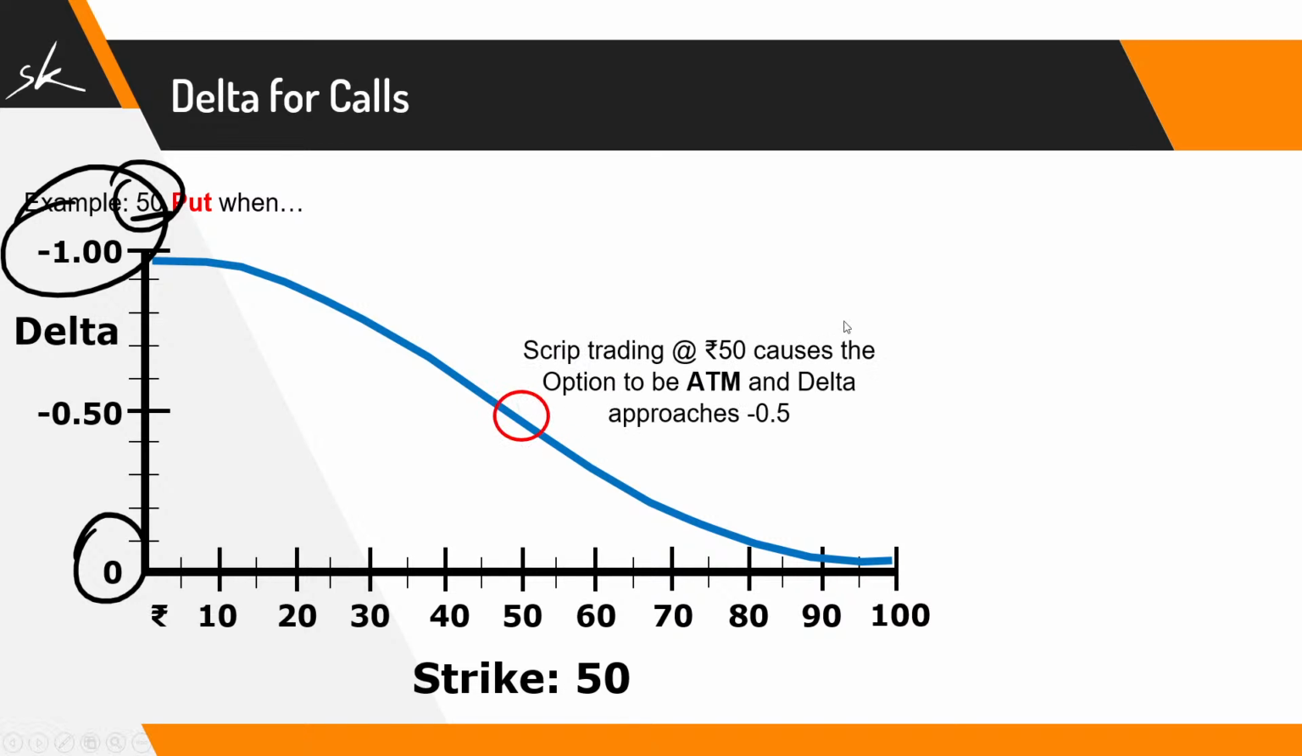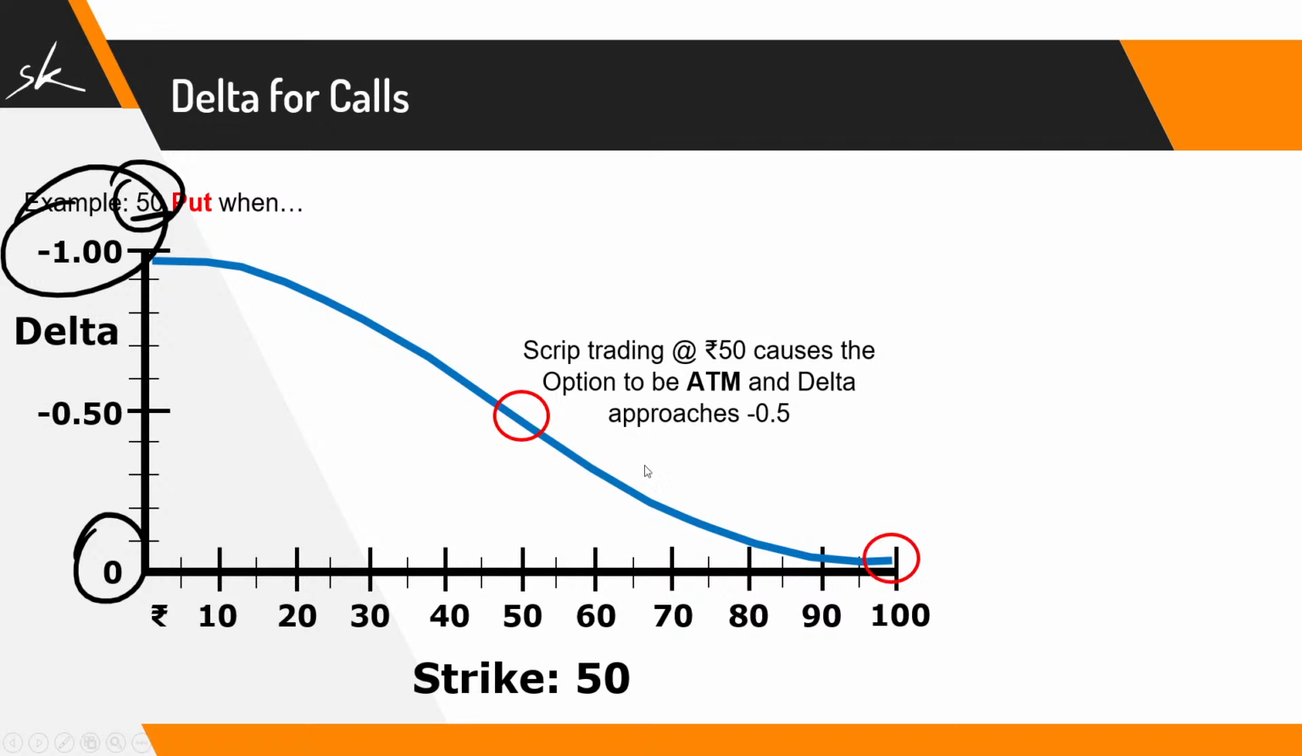The script trading at 50 causes the option to be at the money, and therefore the delta will approach -0.5. Why? Because now it has 50% probability of remaining in the money and 50% probability of remaining out of the money. That is why the delta will be 0.5, 50%. But because it is a put, which is a negatively correlated unit, it becomes minus 0.5.